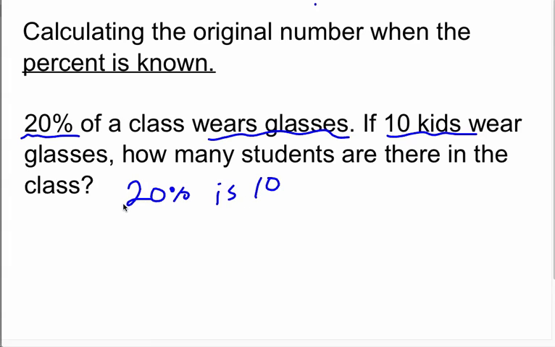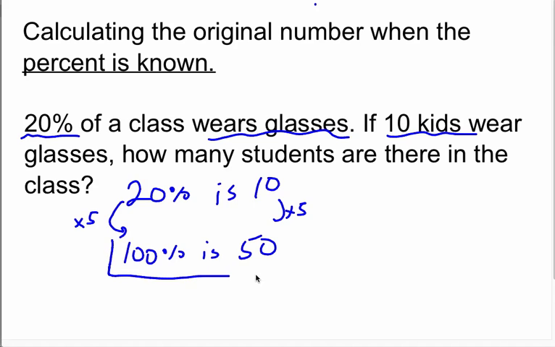What we can do here is we want to get to 100%. That'll tell us how many kids are in the class. So one thing you can do is multiply by 5, and you'll get 100% is 50. Okay, so there are 50 students in the class.